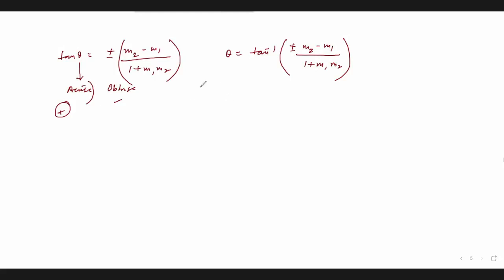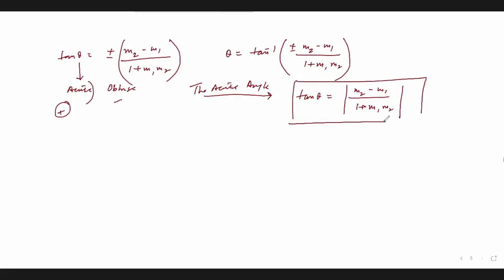So if I calculate the acute angle between the lines, I can write a formula that tan theta is equal to mod of (m2 minus m1) upon (1 plus m1 m2). I have taken a mod here because I am calculating an acute angle, and an acute angle will always be positive only.